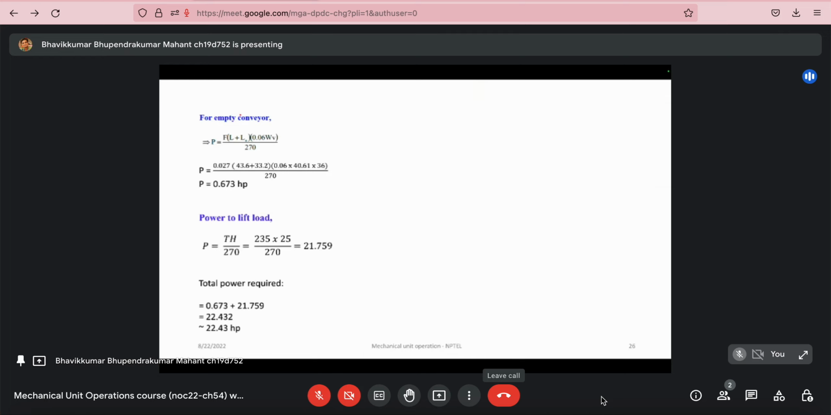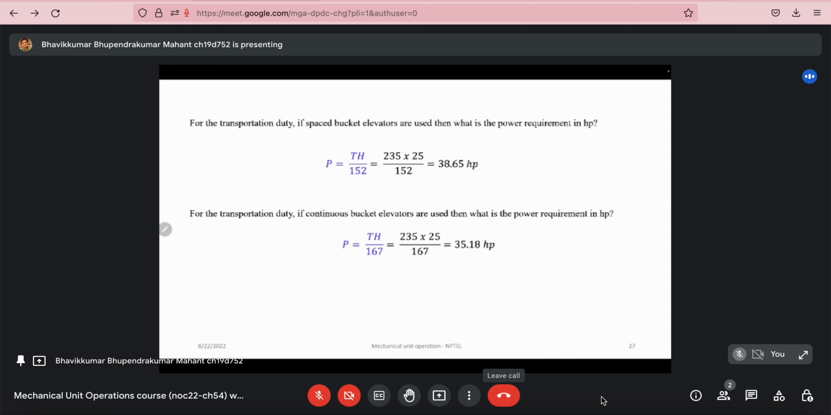Power to lift the load. Now here we have to lift the load from here to here. That's why we need to use the equation P equal to TH by 270. And at the end you find that the total power required is 22.43 HP. So these are some things.